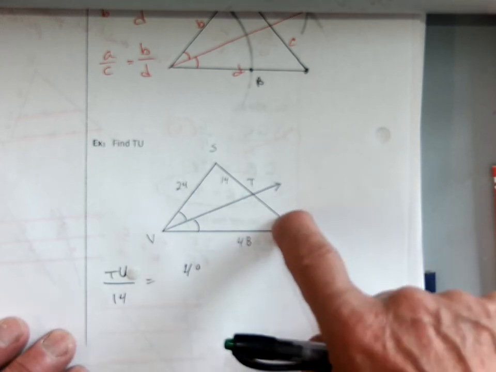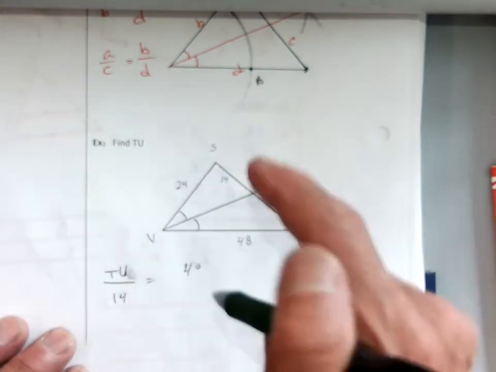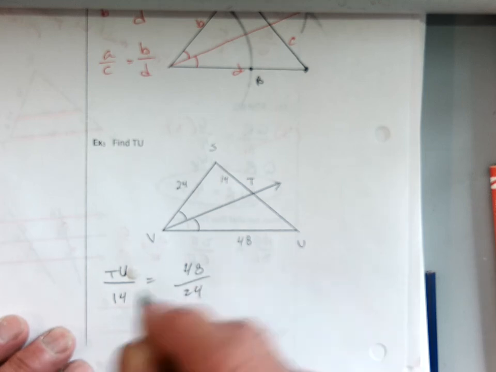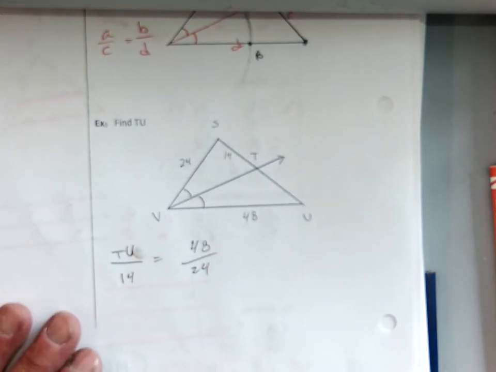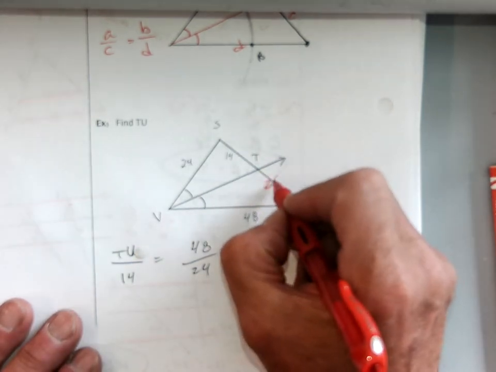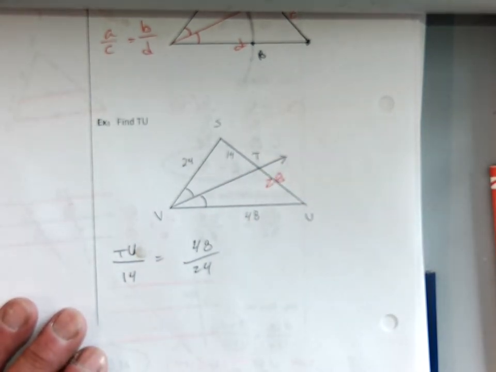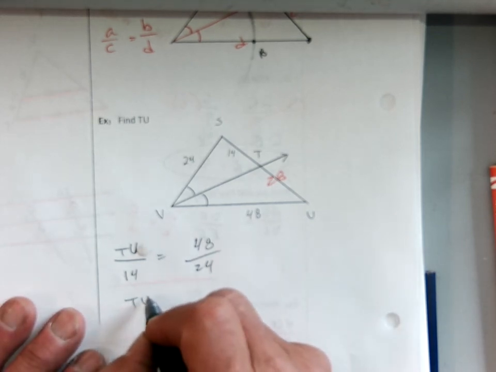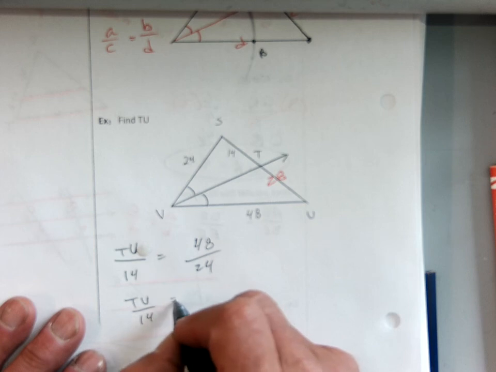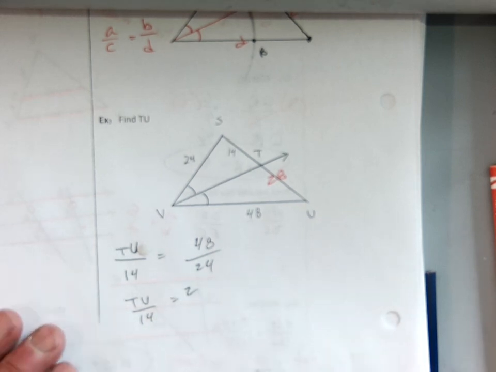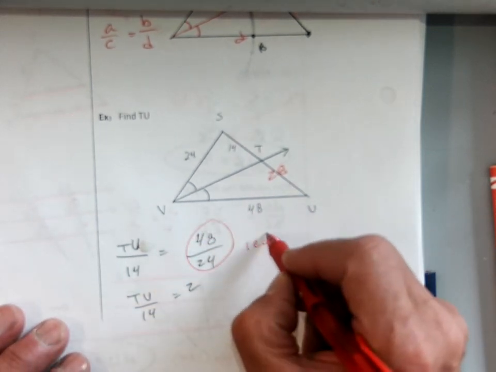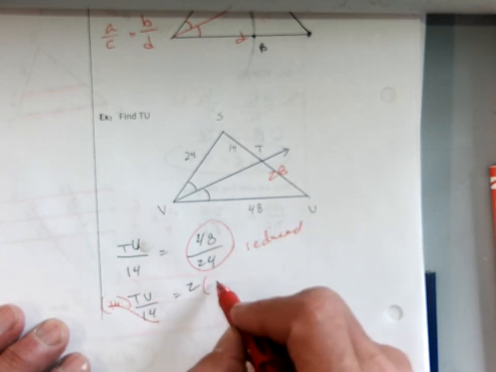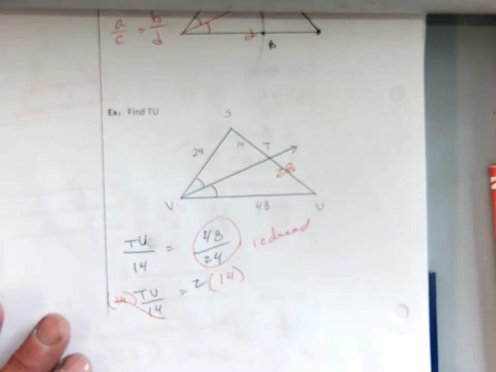So TU goes to 14 as 48 goes to 24. Well, it looks like it's twice as big, doesn't it? So if you see it's twice as big, I say, well, come on, Mr. Davies, you don't have to do the math. I know that's 28. You guys okay with that? Twice as big? Or if you want to do the math, you could: TU over 14 equals 2, right? Because I just reduced that, times by 14, and I get 28.